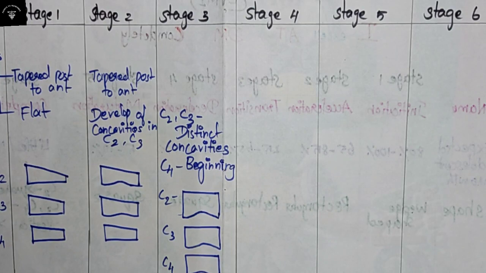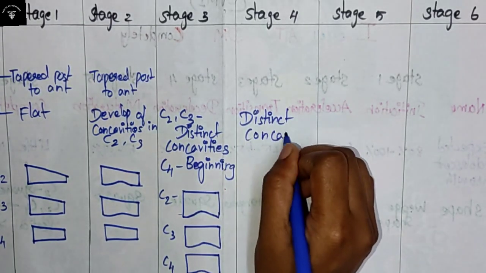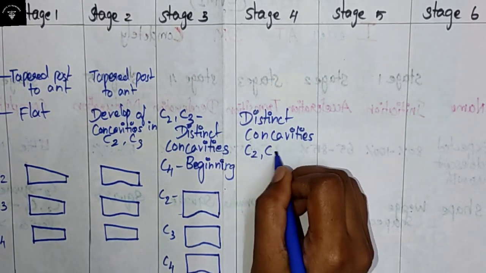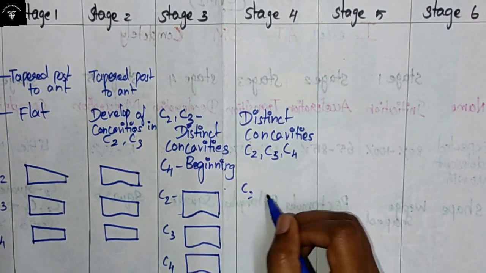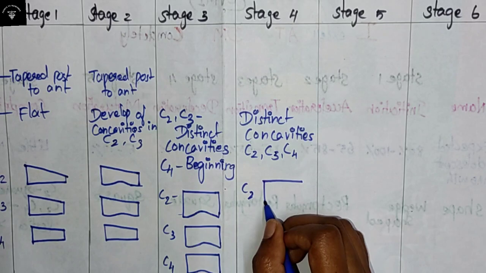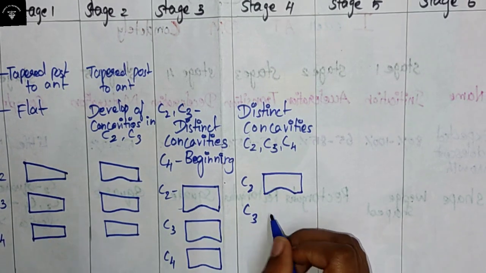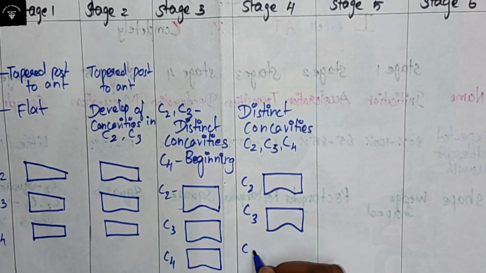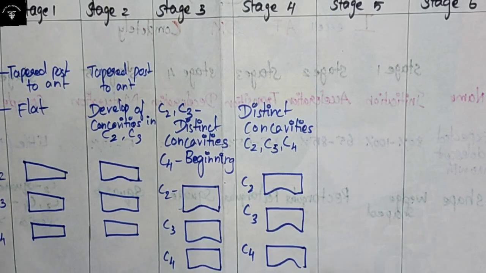In stage 4 there will be distinct concavities in all the C2, C3 and C4 vertebrae. In C2 there will be a distinct concavity, like this, and in C3 also there is a distinct concavity. C4 also will have a distinct concavity.